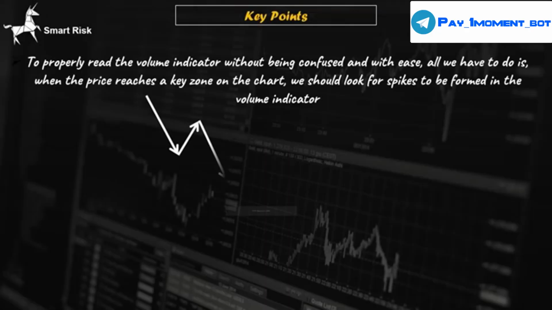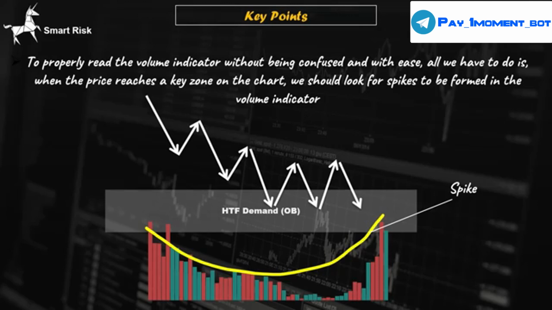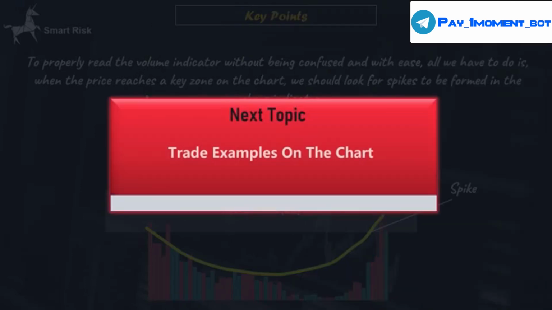To properly read the volume indicator without being confused and with ease, all we have to do is, when the price reaches a key zone on the chart, look for spikes to be formed in the volume indicator, confirming that divergence has occurred. This gives us the confluence we need to use as extra confirmation to place entries. Now let's proceed to the real chart examples and see how we can apply volume confirmation combined with the smart money concept to execute winning trades.